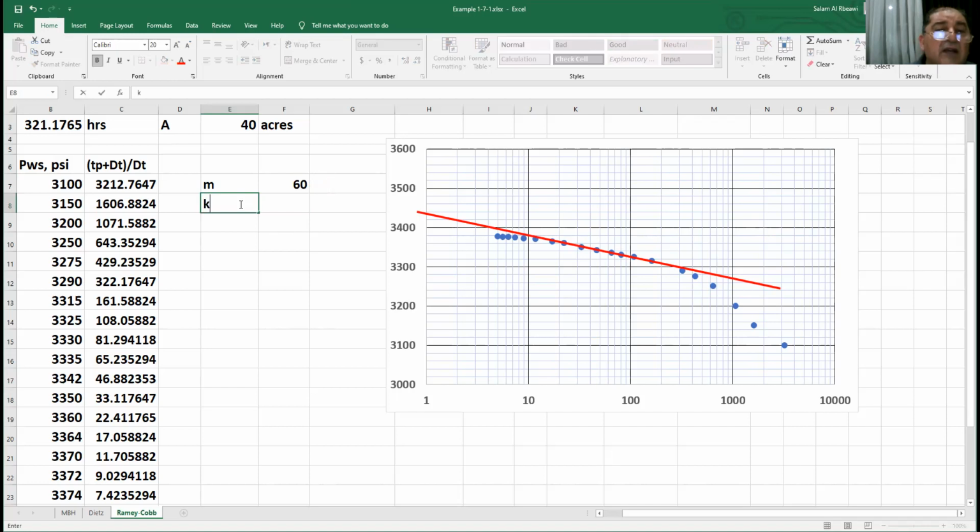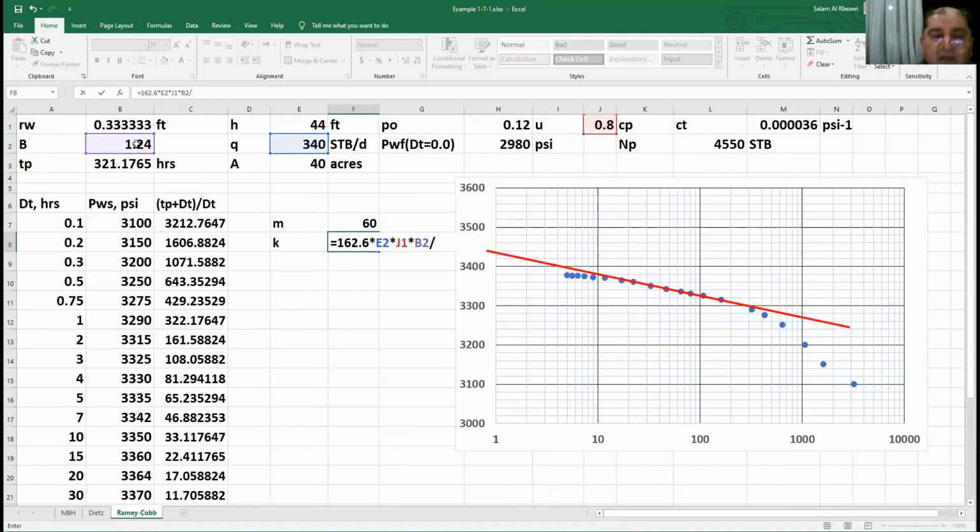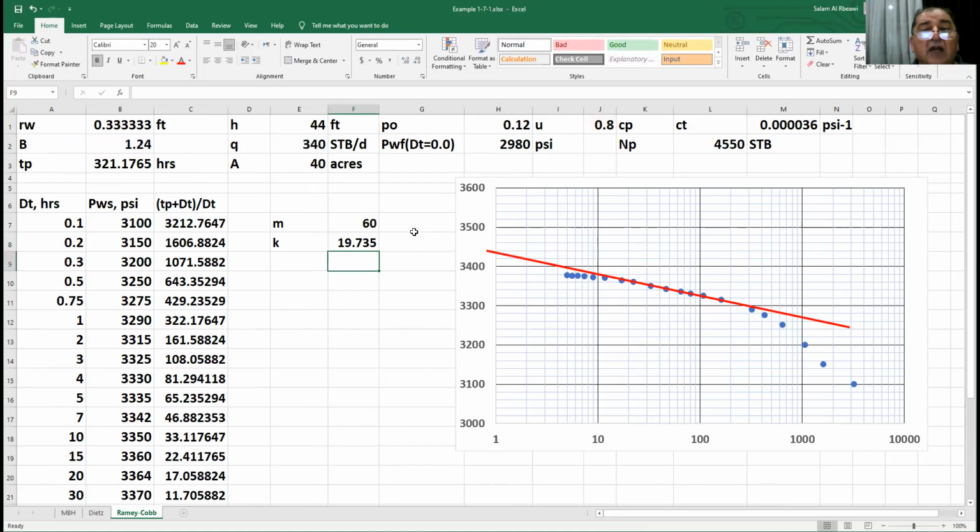And K will be calculated here as 162.6 times q mu B, q, mu, oil formation volume factor, divided by the slope here times formation thickness. This would be millidarcy. I think the same that we got for MPH. So we got the permeability.